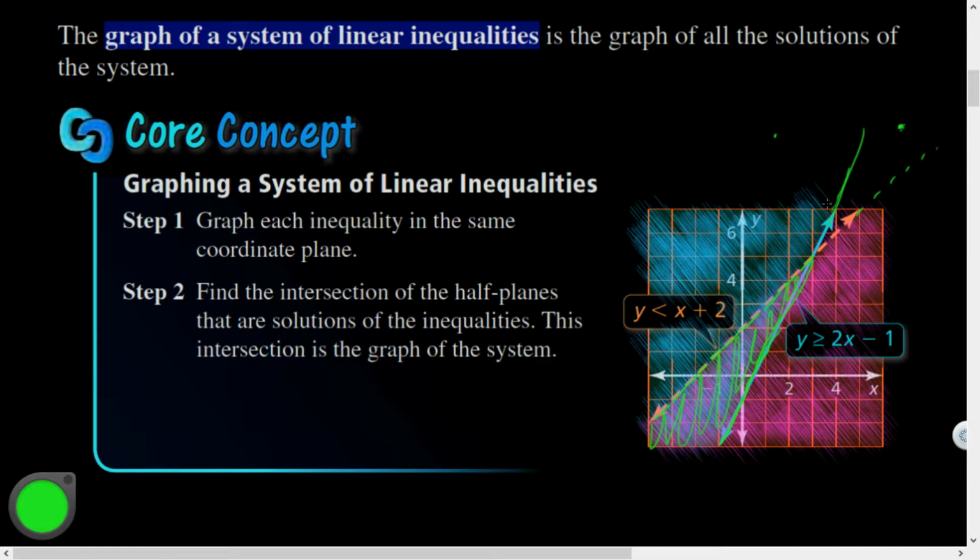Here's a point where the blue one works. Here's a point where the purple one works. And here's a point where both of them would have worked. Okay? So that is the idea of the graph. You graph both of them in the same plane and find the intersection of the half planes, and those are the solutions. So let's do this.